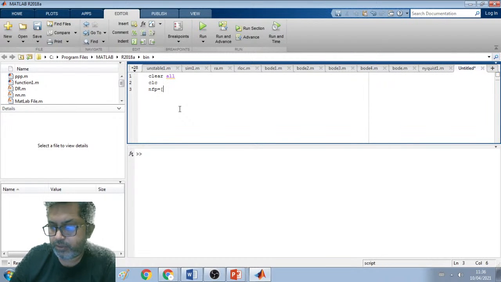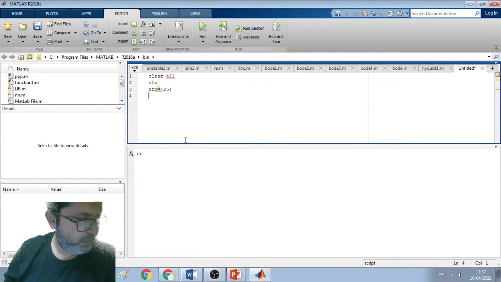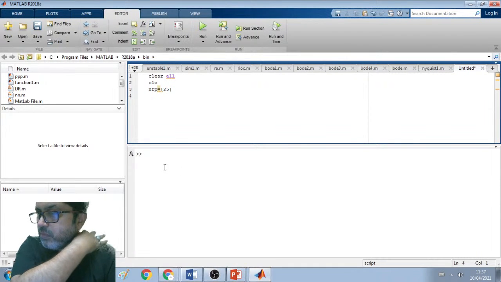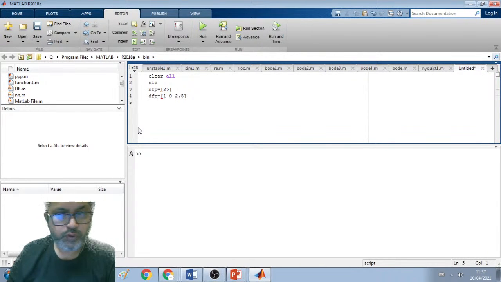So I will say NFP means forward path numerator is 25. DFP is equal to [1 0 2.5], this is DFP.